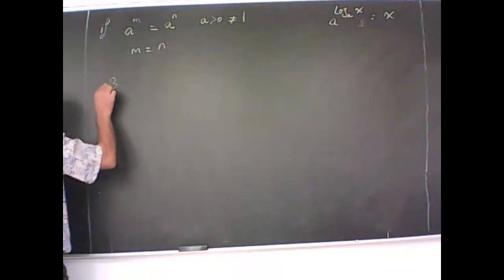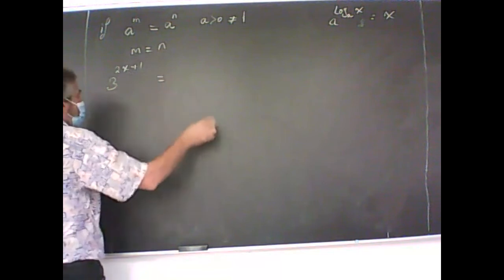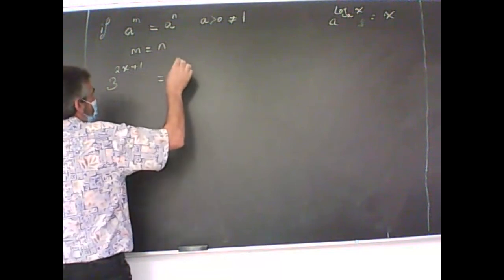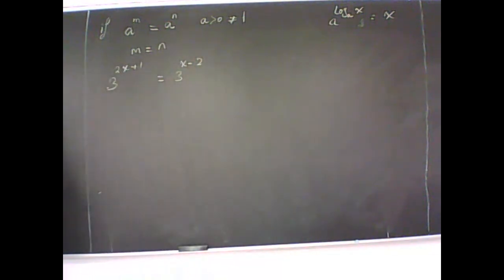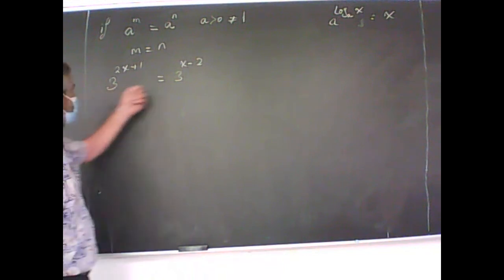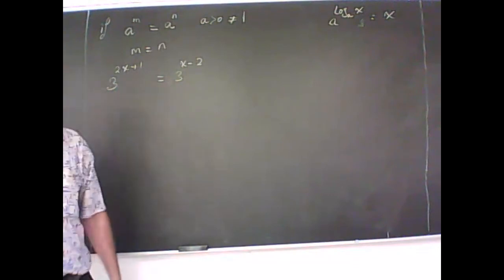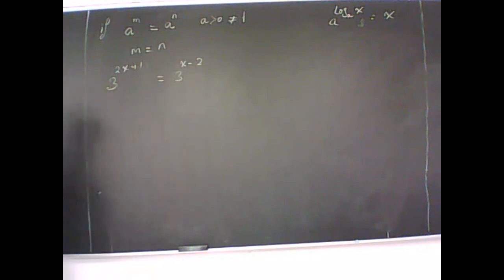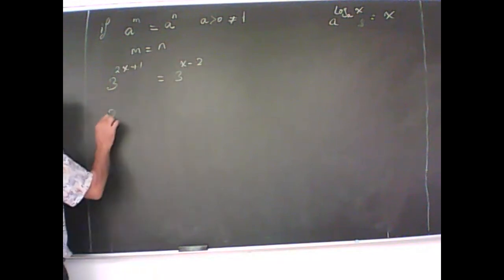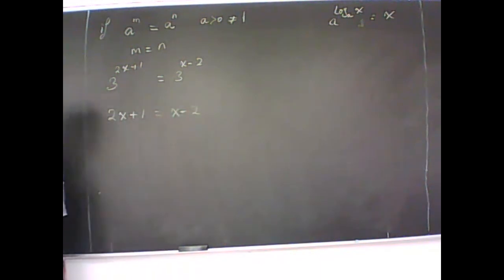Suppose now we have 3 to the power 2x plus 1 equal 3 to the power x minus 2. Well, this is simple enough. So the bases on this one, we have one exponential equal another, right? Same rules as with the log. So what does that mean? The exponents must be the same. So then we have 2x plus 1 equals x minus 2.